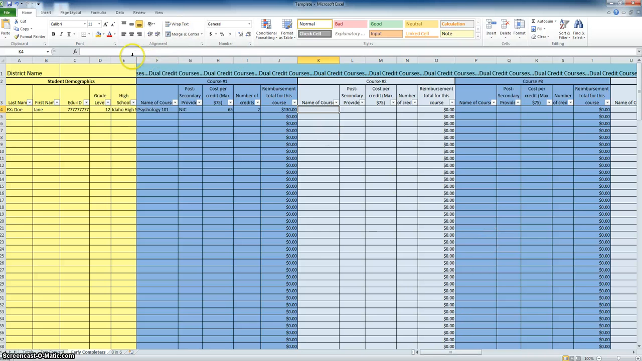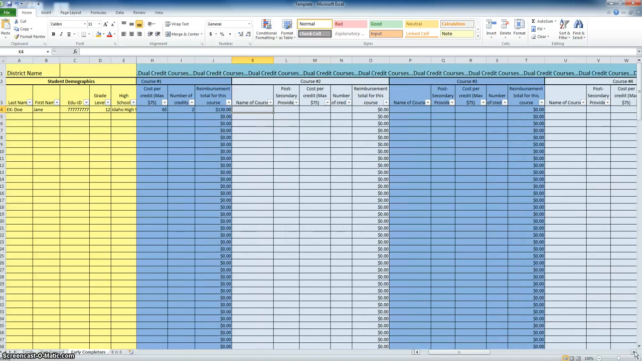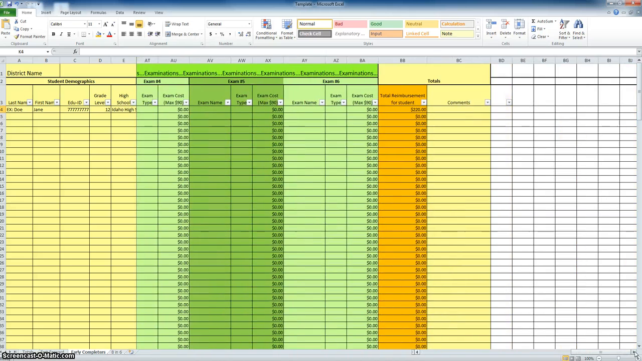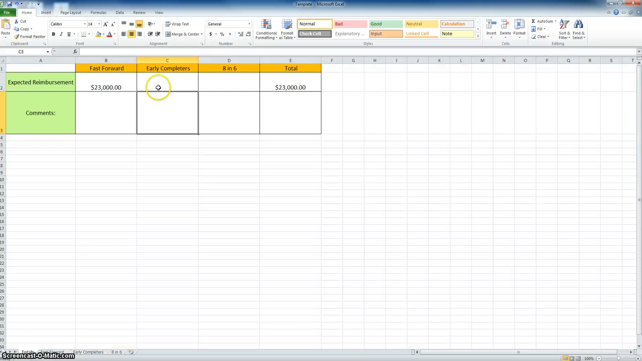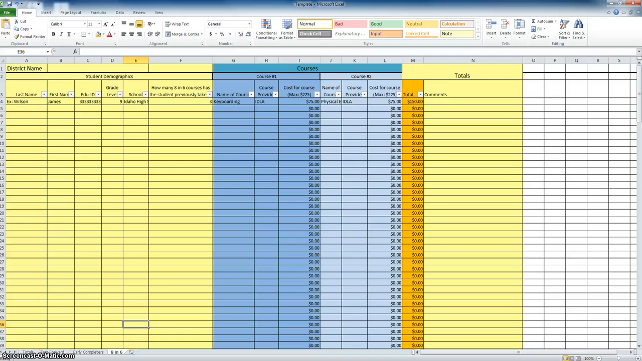The only difference between these pages is that you don't need to calculate a remaining balance, and there is no formula for the 75% split because that does not apply in early completers. And so when we go over here to the end, you'll see that their total reimbursement is here in orange. Same thing here, you will add all these together and that will determine your total for early completers. So let's say that this was our only early completer in our school district, and so the State Department owes $220 for this program.